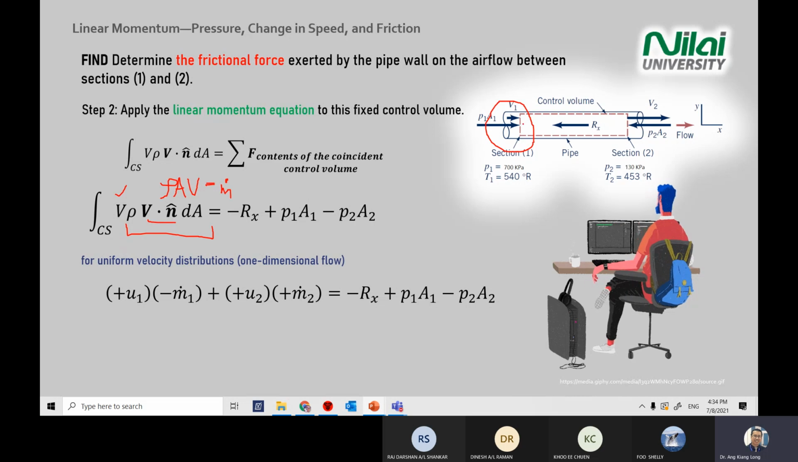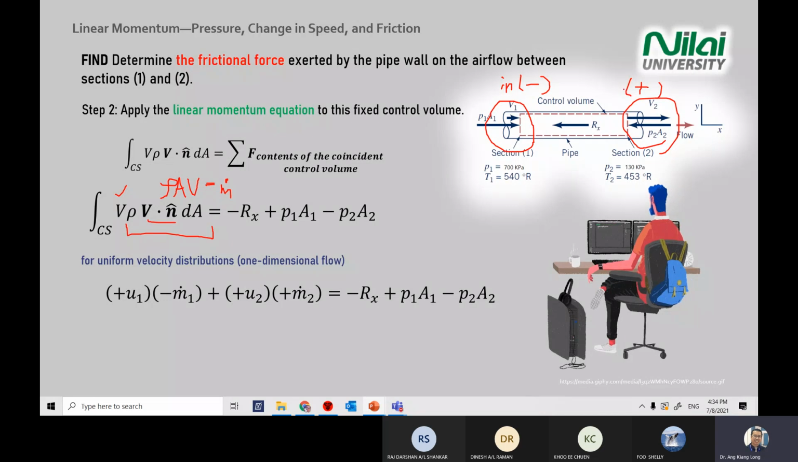We are now at the linear momentum, where I already explained what happened in your inlet. Your inlet is always negative, and your outlet is always positive for linear momentum. So that's why here you are seeing a negative sign for m dot, because it's an inlet, and point 2 is your outlet. That's why your m dot here is positive. Of course, in your answer, you can continue to use rho AV. You put negative rho AV here, positive rho AV here, also correct.